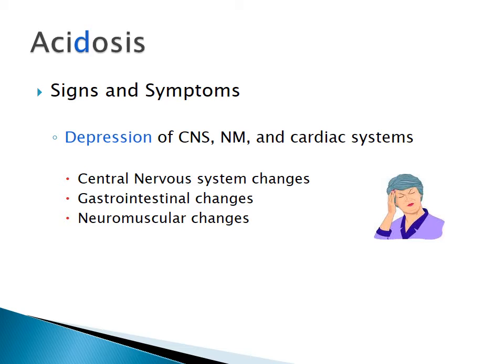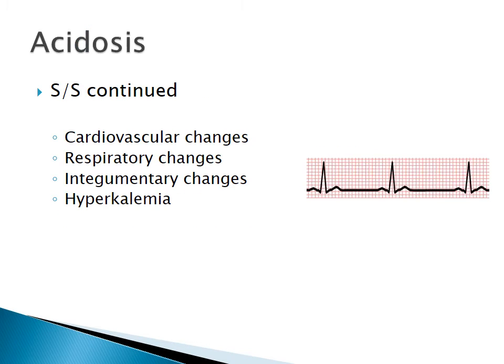In the CNS, what we'll see is confusion and lethargy. Neuromuscular changes: you'll see hyporeflexia, and you'll see muscle weakness. Cardiovascular changes, we will see bradycardia, more depression. In fact, it can even go into heart block, first-degree heart block. We can also have hypotension and thready pulses.